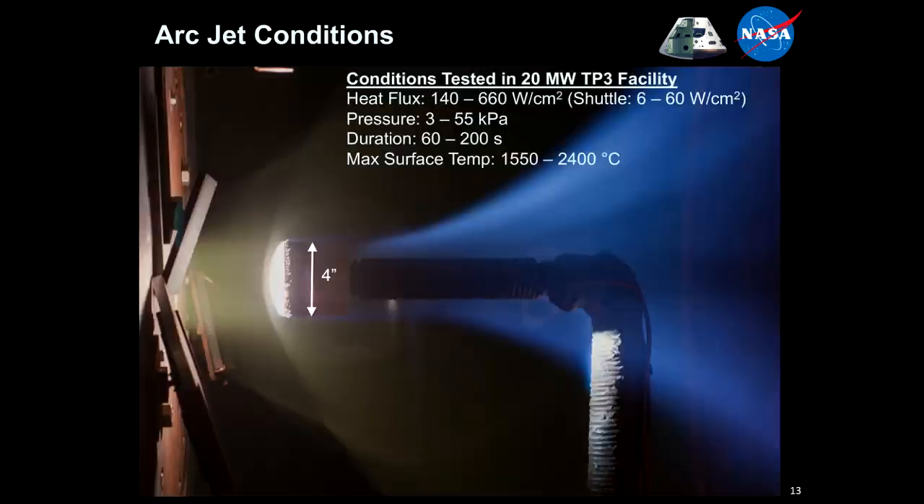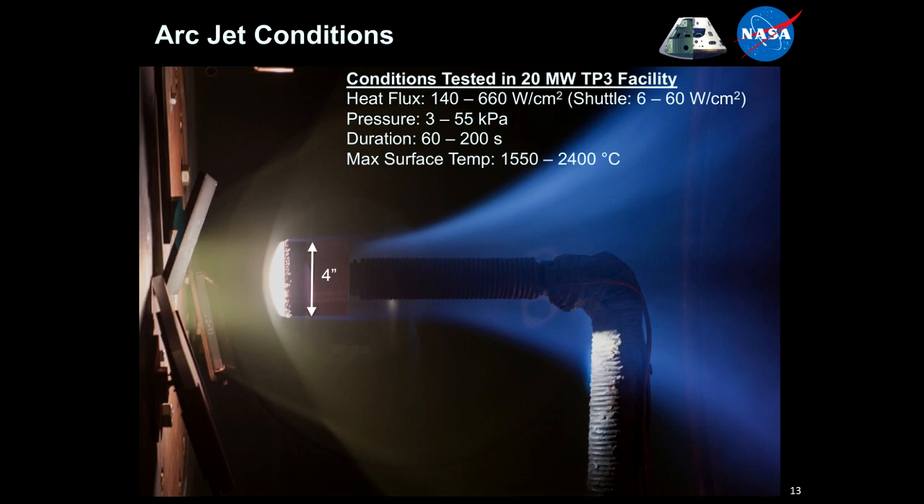This chart summarizes some of the initial testing we did with 3D MAT. We've actually done a lot more beyond this, but this was the initial work done in these first 3 years. We tested in the 20 megawatt facility at NASA Ames, heat fluxes up to 660 watts per square centimeter. For folks that may not know, I can use the space shuttle as a reference. That achieved a highest of 60 watts per square centimeter, a factor of 10 lower than what we're looking at for this mission. And that was achieved on the wing leading edge.